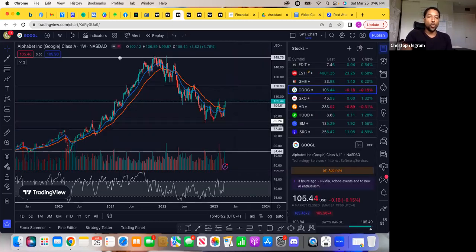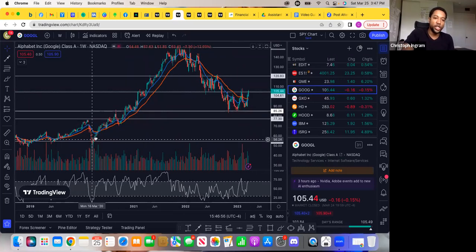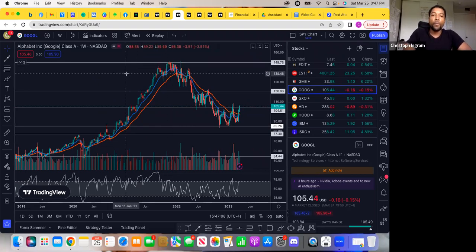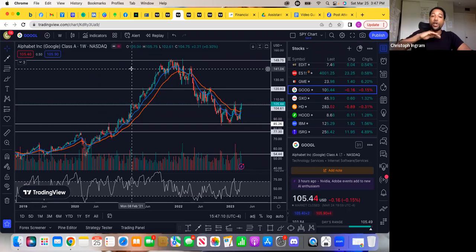So this is the Google chart on the 1 week, and this is a bullish trend, right? Google had a strong bullish trend from March 2020 all the way until November 2021. That's over a year, right? So in an uptrend, when the market's trending up, it makes higher highs and higher lows.